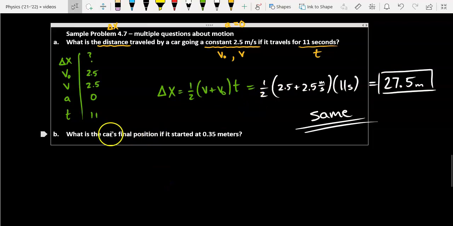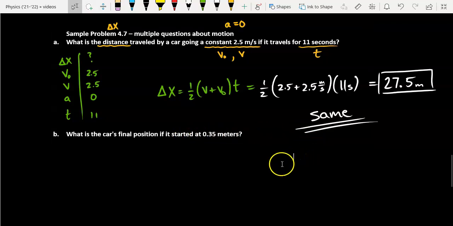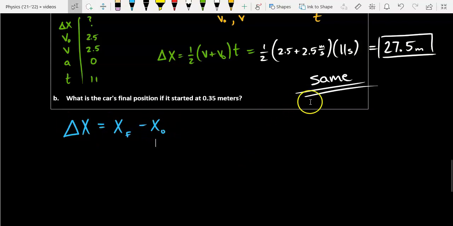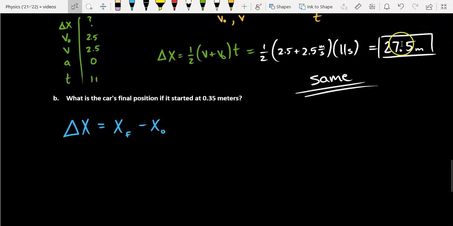Now, part B, what's the car's final position if it started at 0.35 meters? So this isn't like an actual pick-an-equation type one. This is just kind of seeing how we feel dealing with all of the kinematic stuff. So remember, displacement, that's change in position, right? That is equal to the final position minus the initial position. Final minus initial. It's the change in position. So I know right now the displacement was 27.5 meters.